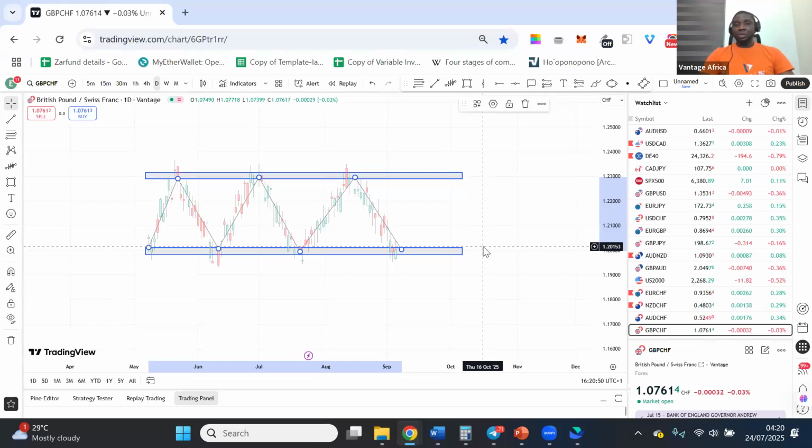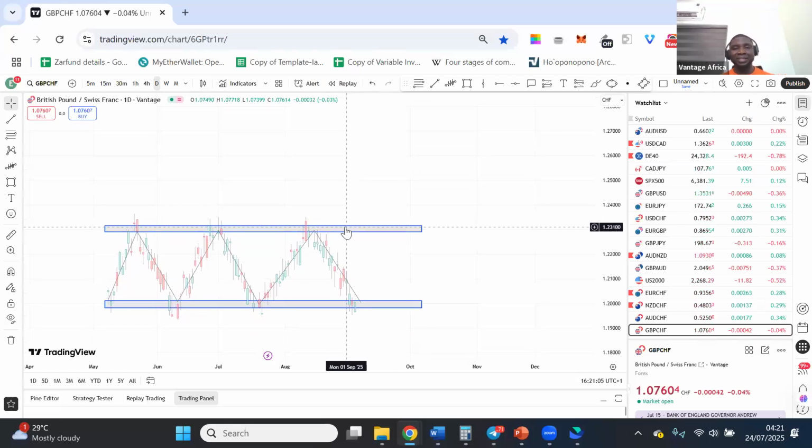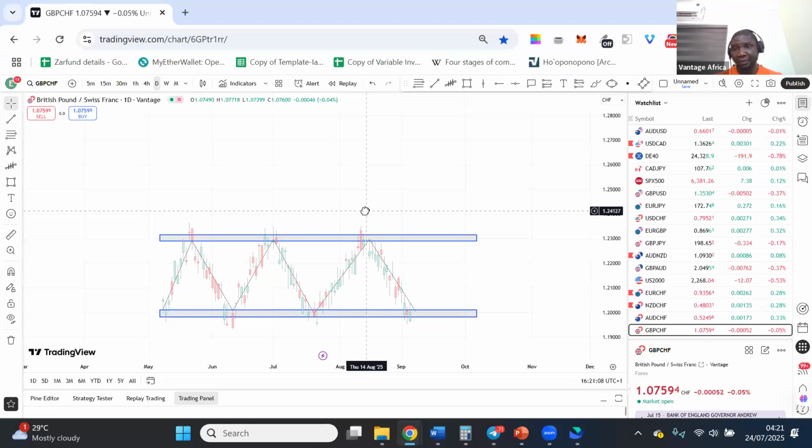But the only thing with this one is that the way to trade it is something you have to watch, you have to be careful. I'll show us the way to trade this kind of trend. Now, first of all, to understand this kind of trend, we need to understand what we call support and resistance.